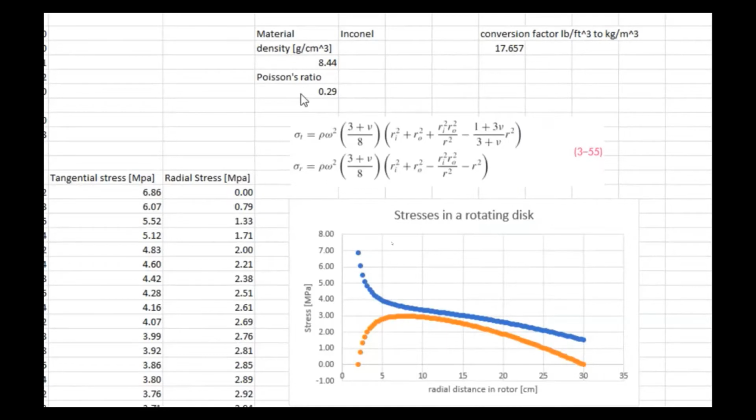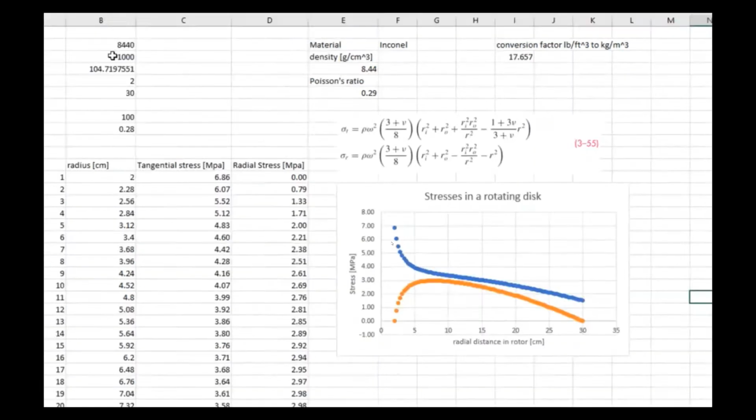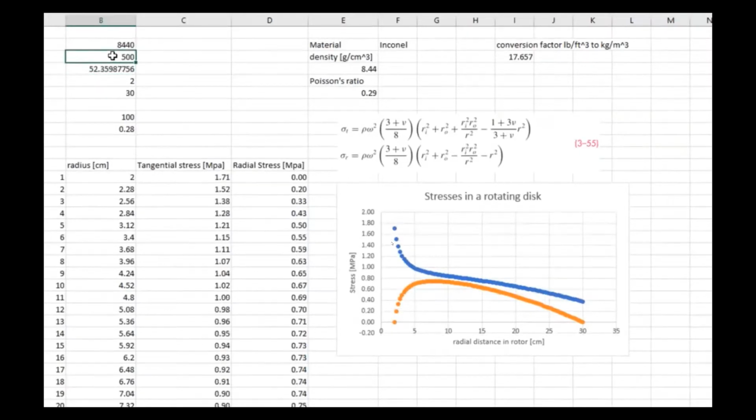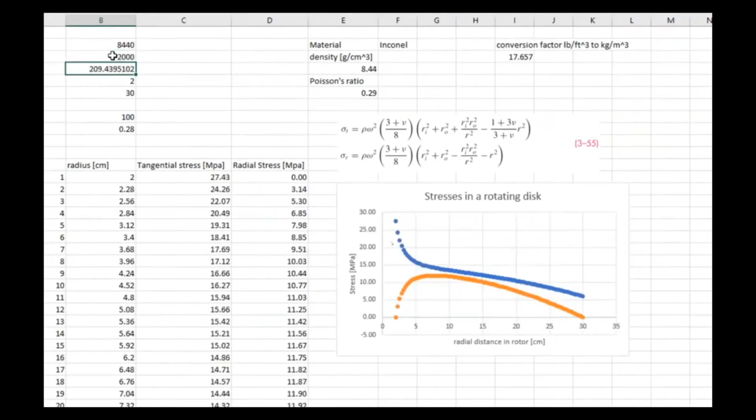So the nice thing about all of these sorts of problems when you build a spreadsheet is you can see the effect of angular speed. Let's just say it's RPMs. If we lower the angular speed, we are going to lower the stresses. If we increase the angular speed, we are going to increase the stresses. In fact, as r goes to 0, you encounter a singularity.